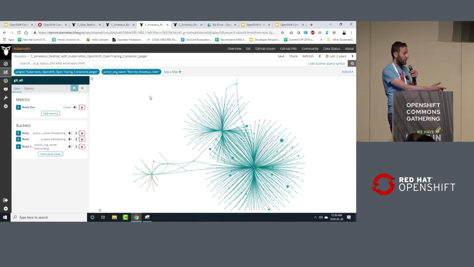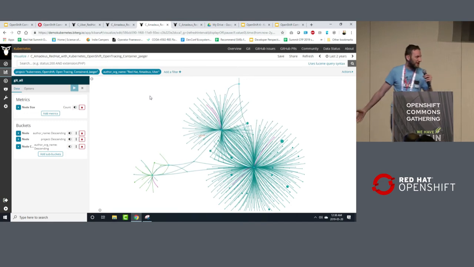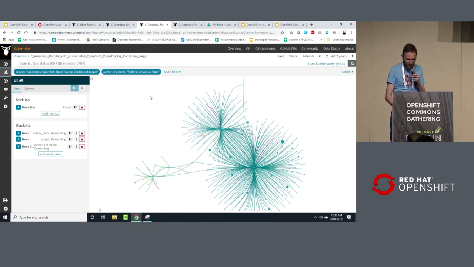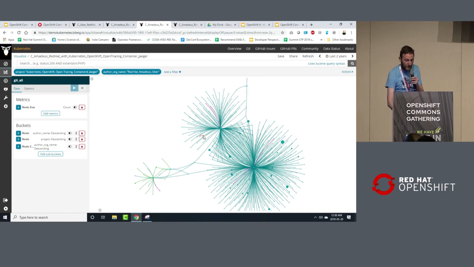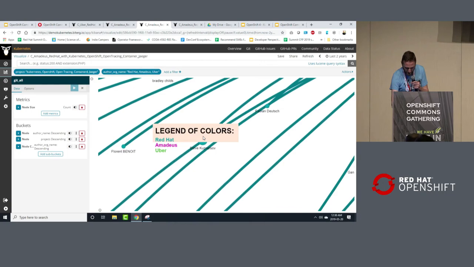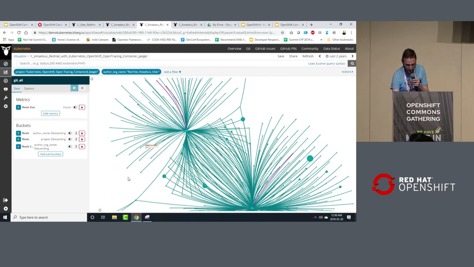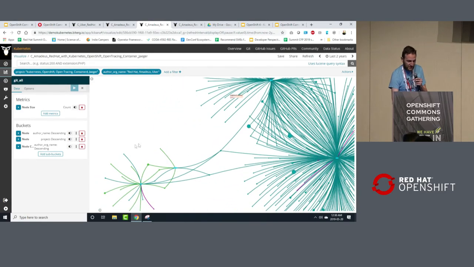And this one is, we were discussing right before this, hey, can I have this, but with Uber, Amadeus, and Red Hat, the three of them together, so we understand the ecosystem of the three companies. So this is the ecosystem of the three companies where we have, again, the big player, which is Red Hat in this case, with OpenShift and Kubernetes on the top. Then the legend is Uber is the green ones, Amadeus is the purple, so we have some Amadeus developers, and then we have some Uber developers around OpenTracing and Jaeger.